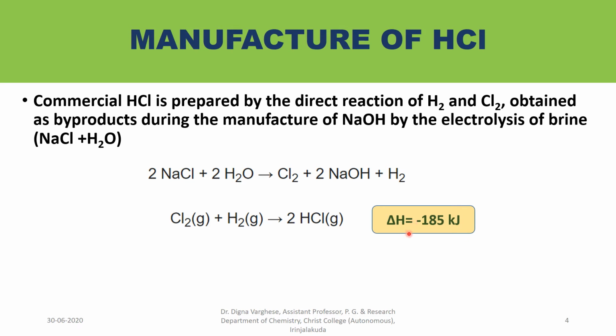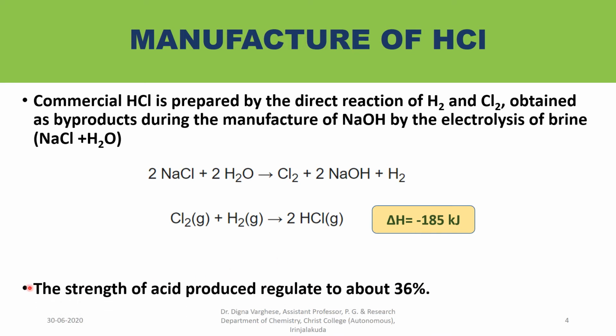Delta H value is minus 185 kilojoule. The strength of the acid produced is regulated to about 36%. Here the HCl gas is soluble in distilled water to give hydrochloric acid, and the strength of the acid produced is 36%.